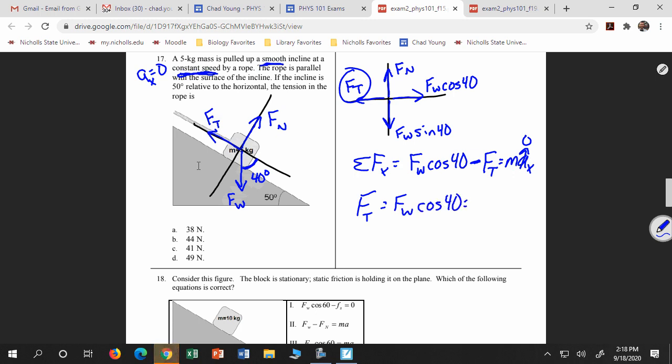It's a 5 kilogram mass. That's a 50 Newton weight, because 5 times 10 is 50, times the cosine of 40. I get 38 newtons. Okay, there are lots of pitfalls that you can have. Probably the biggest mistake the students would make is they would get the angle wrong. They would do cosine of 50 instead of cosine of 40, and that would be one of those options.